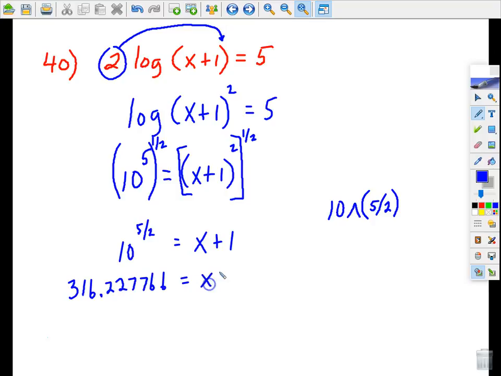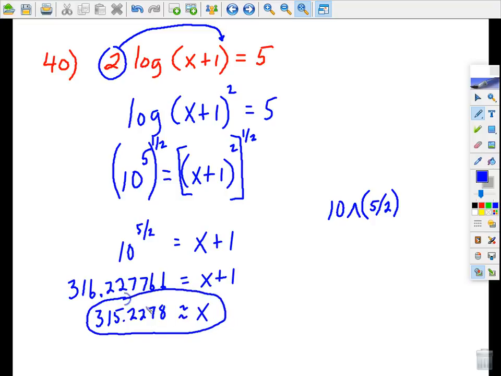Okay. Well, now it should be pretty easy to solve for x. I just need to subtract 1. So I've still got that number in my calculator. I'm just going to do minus 1 equals, and that puts it at 315.2278. We're still rounding to that 4th decimal place. And that's your answer for number 40.